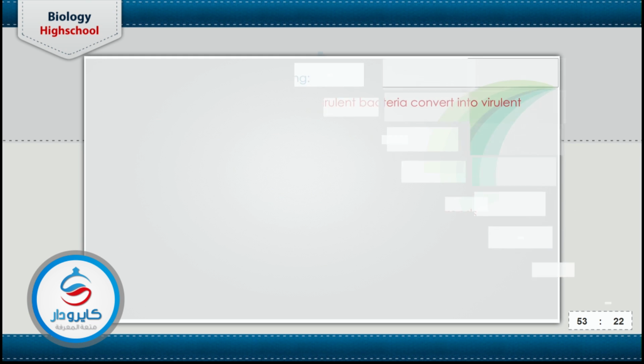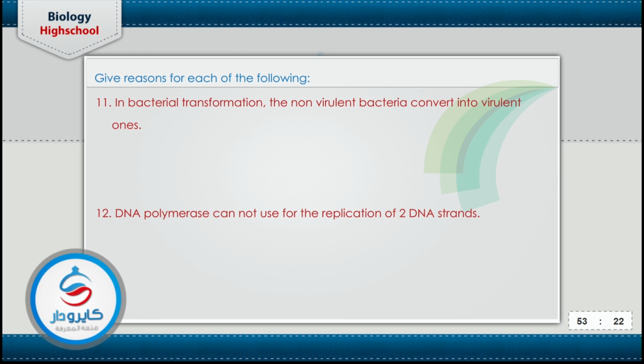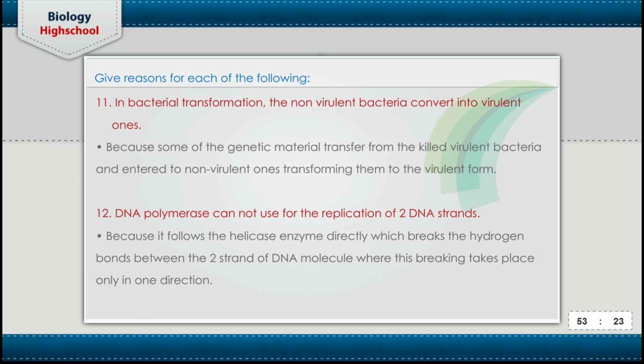The next question. In bacterial transformation, the non-virulent bacteria convert into virulent ones. We understand that the non-virulent bacteria cause pneumonia disease but do not lead to death of the mice. But the transformation of the non-virulent bacteria into virulent means the non-virulent use the genetic material of the virulent bacteria and change into virulent. So that acts as one of the evidences that prove that DNA is the genetic material.